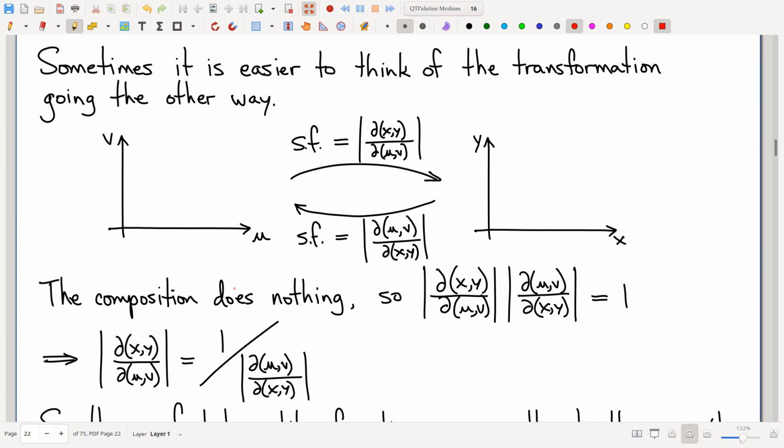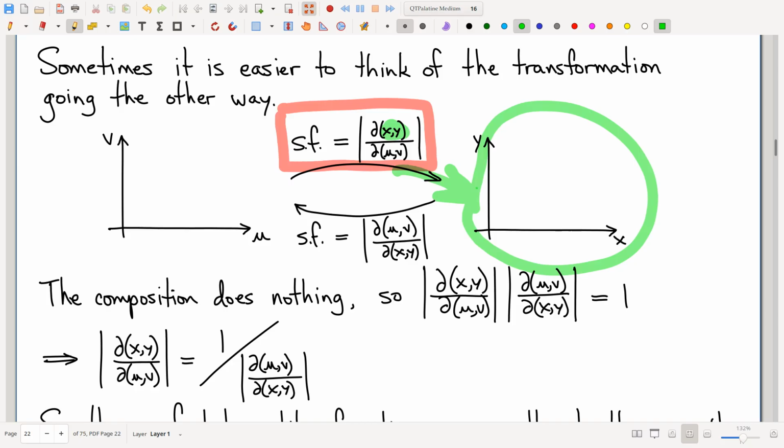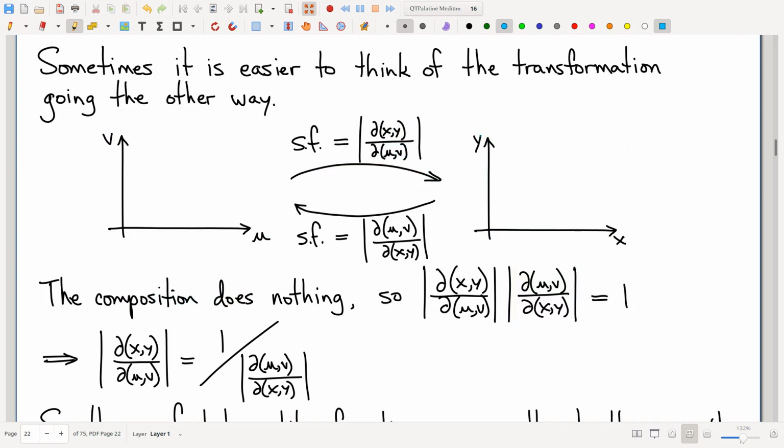Okay, now reminder, what is this stretching factor? And here's our formula for a stretching factor if you're thinking of x and y as functions of u and v. And note in particular, we're taking the partials of the output variables with respect to the input variables. Very importantly, always the partials of the outputs with respect to the inputs.